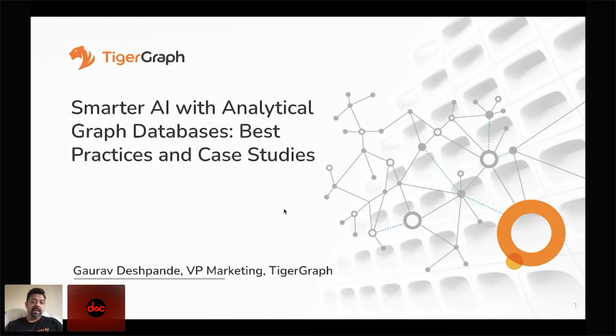Our topic today is talking about smarter AI with analytical graph databases. What I want to present to you really is customer case studies and best practices on how to do this right. So this is not going to focus a lot on product side. I will mention some of the highlights on TigerGraph as a product, but my objective here is really to educate you, those of you who are looking at analytics and AI projects, on what graph databases can provide for you in terms of accelerating your analytics and AI.